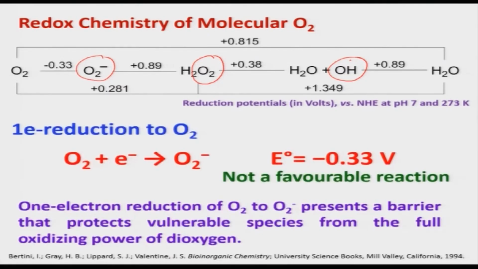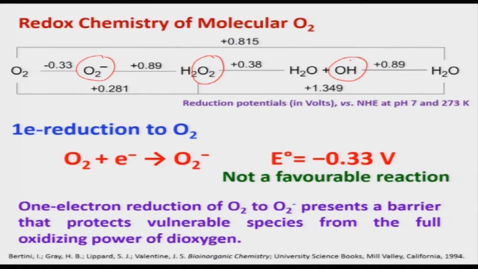However, if you look at the reduction potential of all these steps, you can find that the first reduction of dioxygen to produce O2 minus is a very unfavorable reaction. E0 is minus 0.33 volt, and this 1 electron reduction of dioxygen to O2 minus presents a barrier that protects vulnerable species from the full oxidizing power of dioxygen. So, this is the thermodynamic barrier.